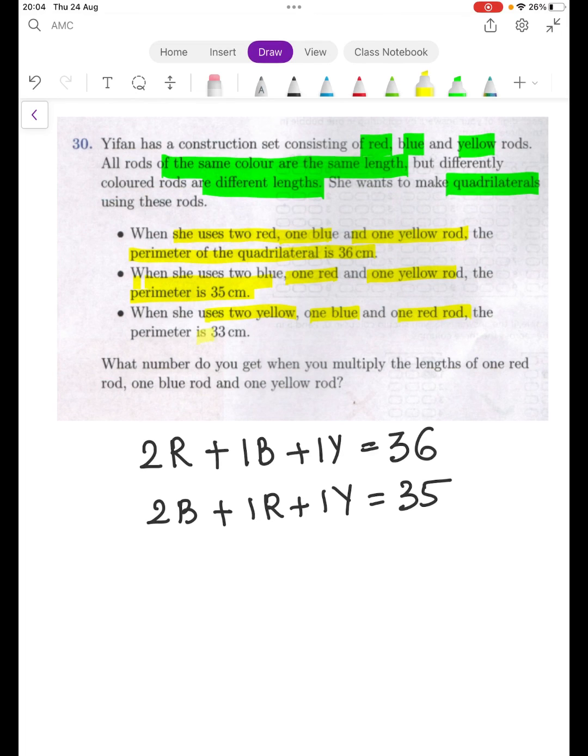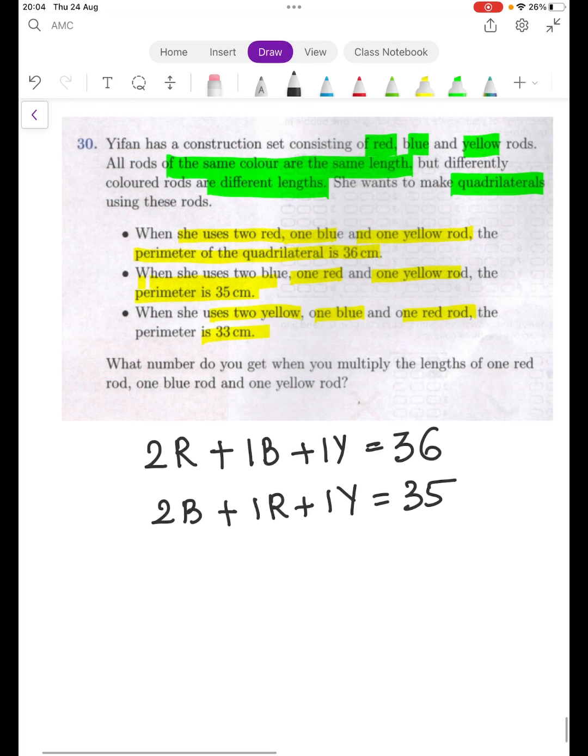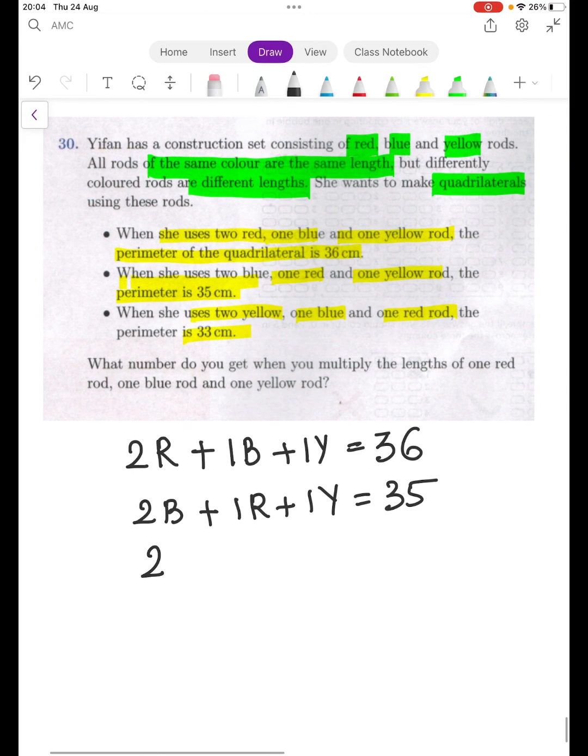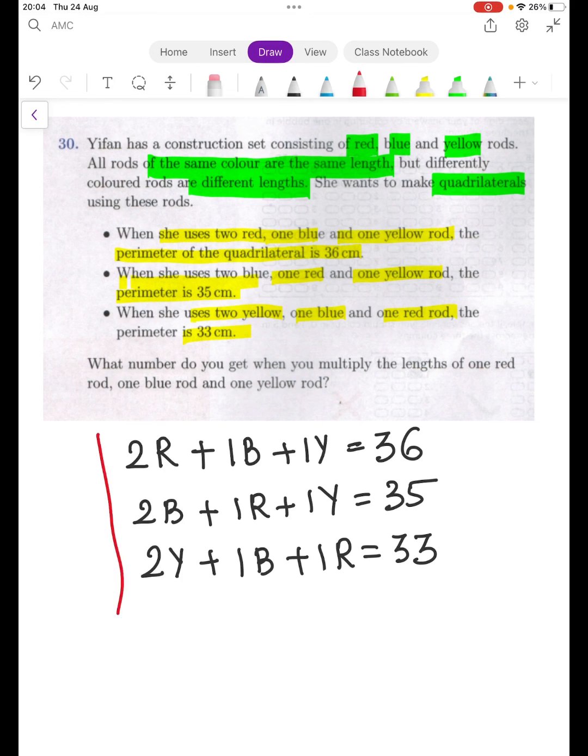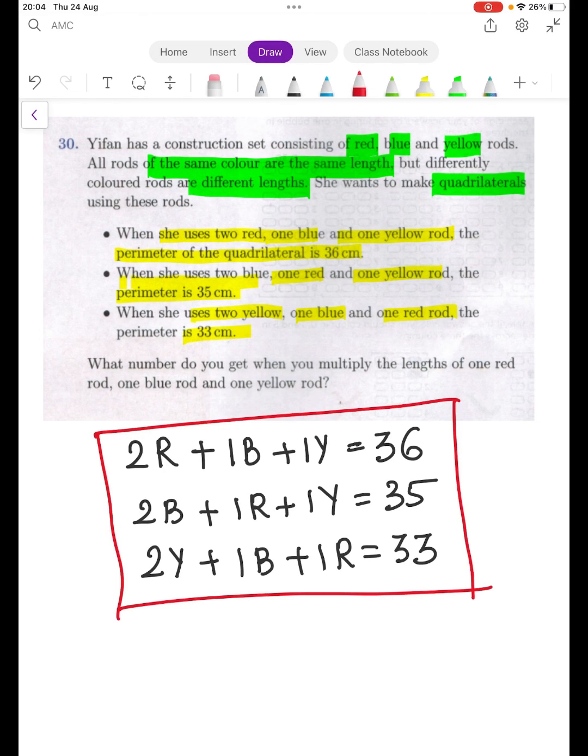When she uses 2 yellow, 1 blue, and 1 red rod, the perimeter is 33. All right, let's write that down too. So 2 yellow, 1 blue, and 1 red, and the perimeter becomes 33. So these are three equations in three variables that we need to work out.